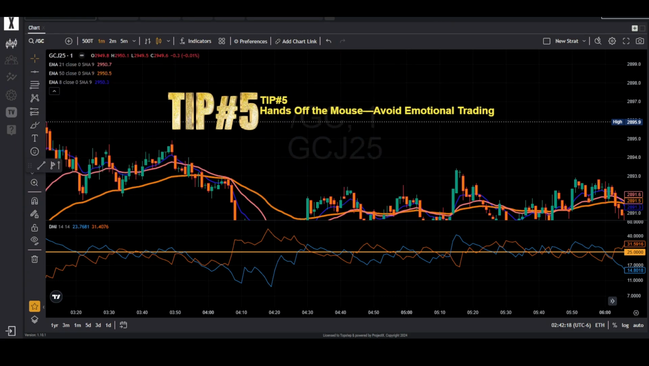And here's the last tip of the day. Hands off the mouse, avoid emotional trading, and only enter when all conditions are met. Don't get tempted to enter early or chase trades; wait for confirmation. It will really save you a lot of money.